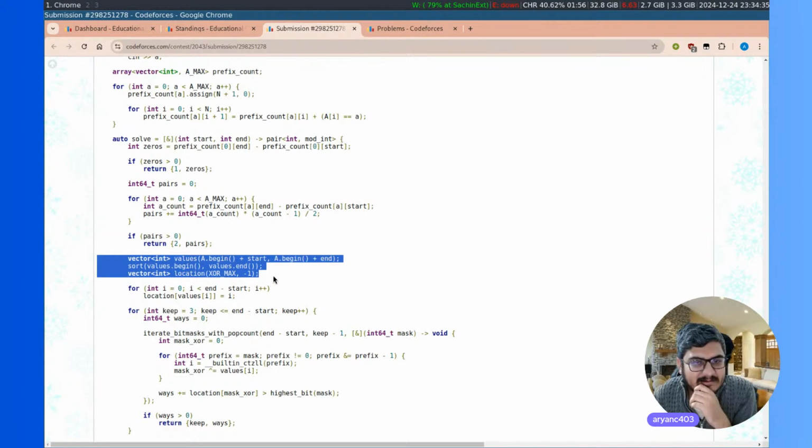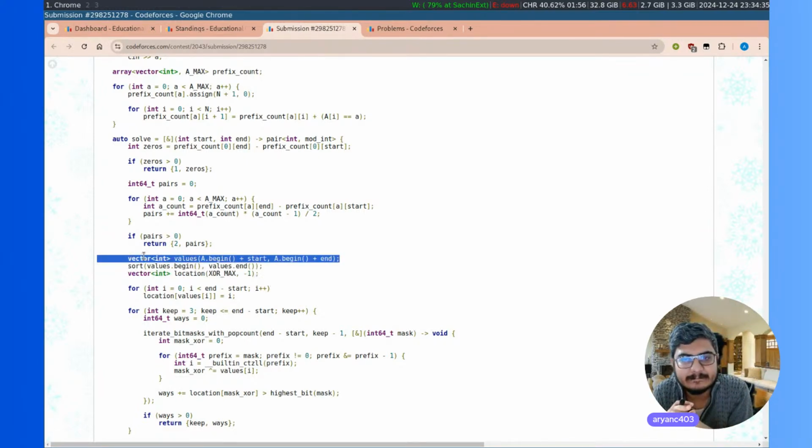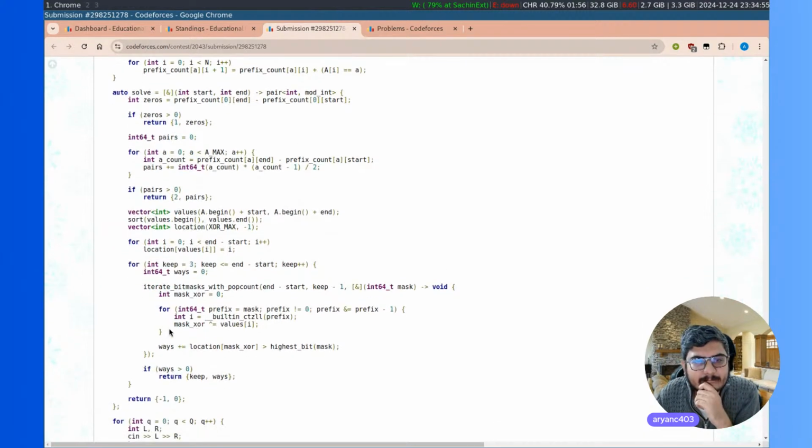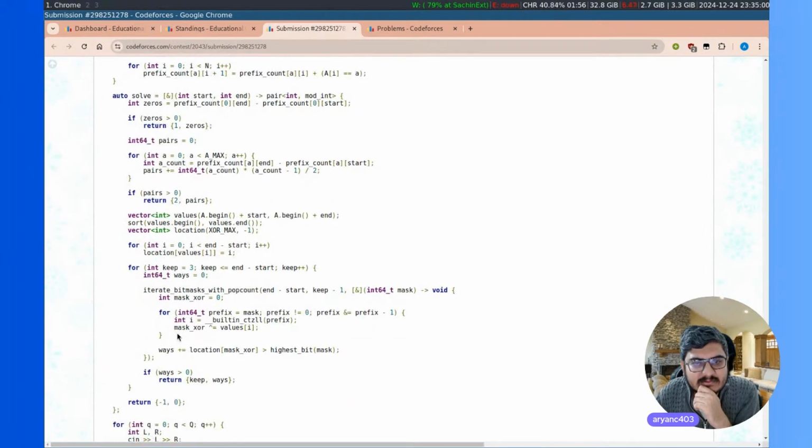Now we have the hard part, where we have to keep at least three numbers here. Although this loop exists, you can be sure that this loop cannot have size more than 50. So what is Neal doing over here?